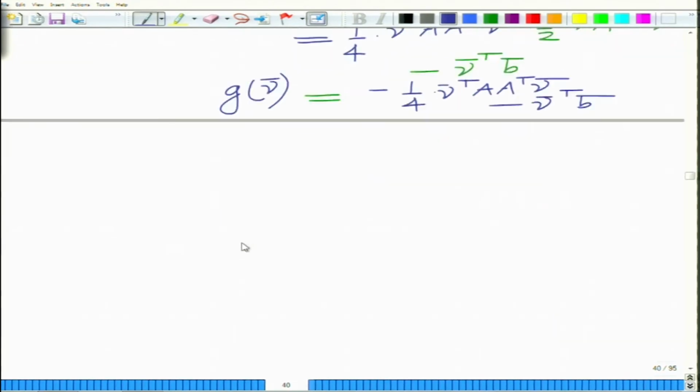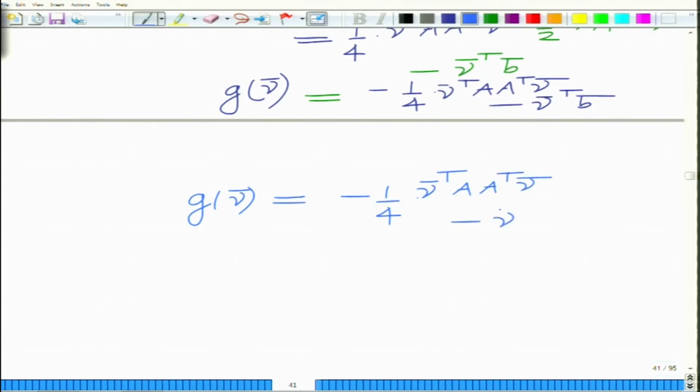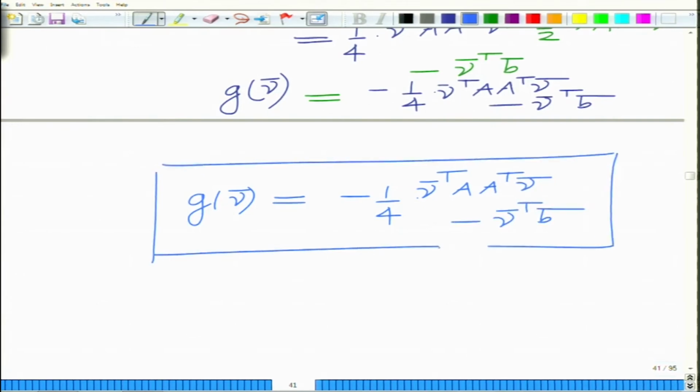So let me just write this again. By minimizing the Lagrangian, what you are obtaining is the Lagrange dual function, which is minus 1 by 4 nu bar transpose A transpose nu bar minus nu bar transpose b bar. Okay. So this is your Lagrange dual function.